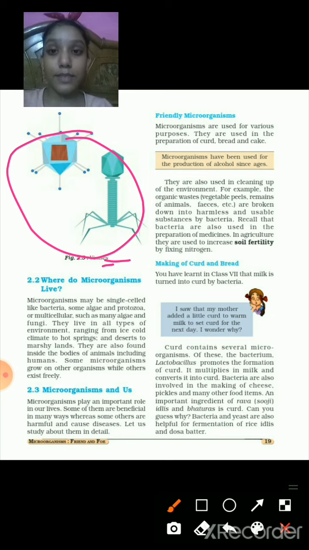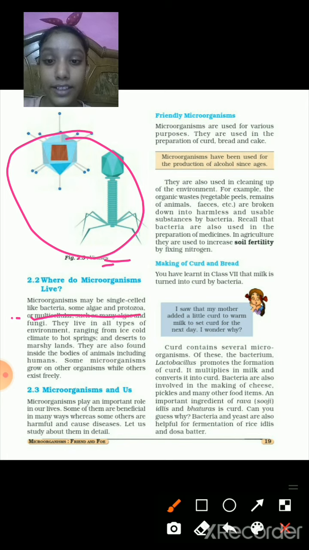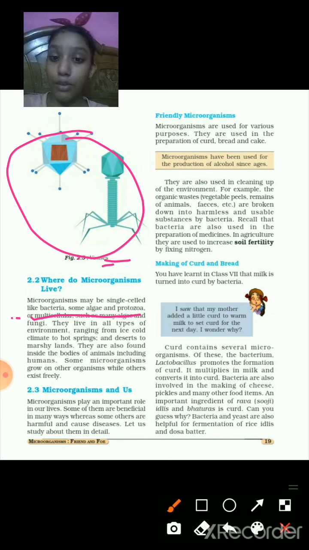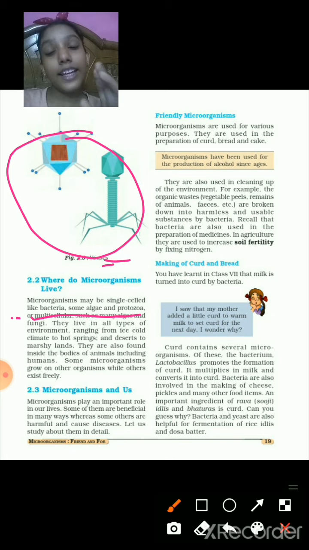Where do microorganisms live? Microorganisms may be single celled like bacteria, some algae and protozoa, or multicellular such as many algae and fungi. So microorganisms can be unicellular and multicellular. They live in all types of environments, ranging from ice cold climates to hot springs, and from deserts to marshy lands. So they can adapt to any condition. They are also found inside the bodies of animals, including humans.